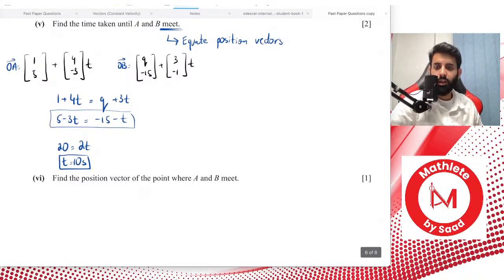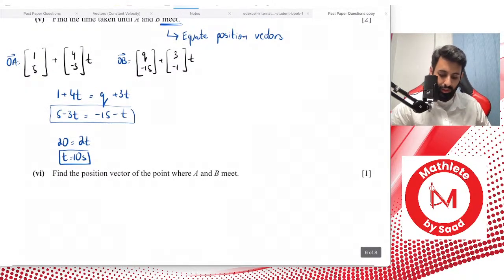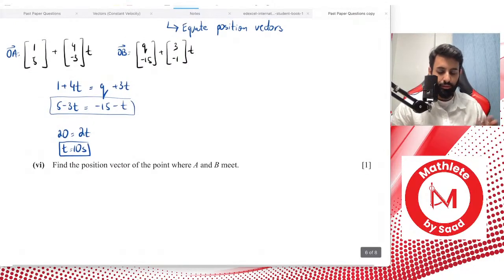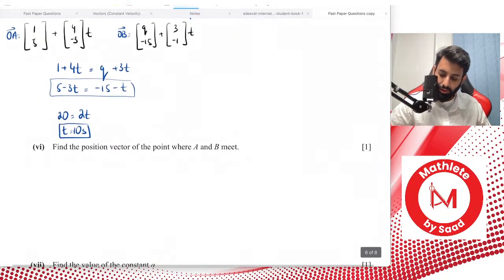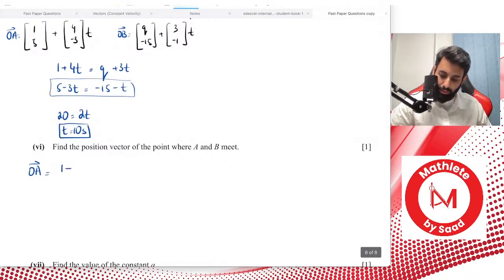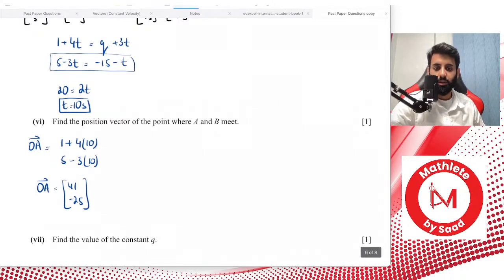Okay, now next part. The next part says, find the position vector of A where A and B meet. Okay, so if you want to find out the position vector of A where A and B meet, you can use the value of t that you just found and plug it in. Okay, and that's exactly what I intend to do. So 1 plus 4 into 10 and 5 minus 3 into 10. So let's see what we get. So we get 40 plus 1, so that's 41. And we get 5 minus 30. What is that? That's minus 25. There you go. That's it.